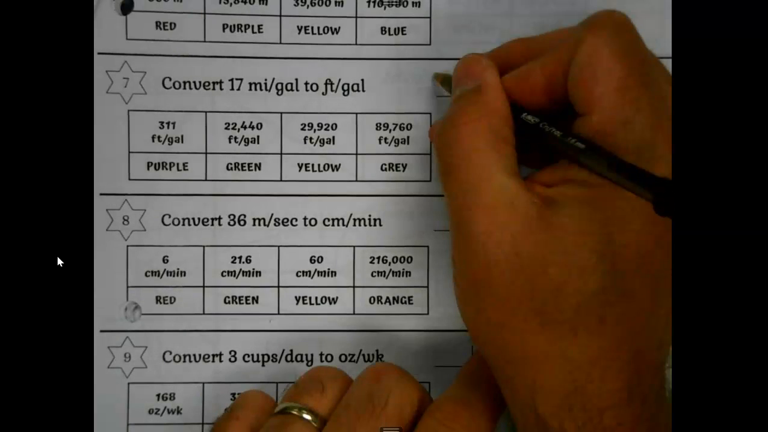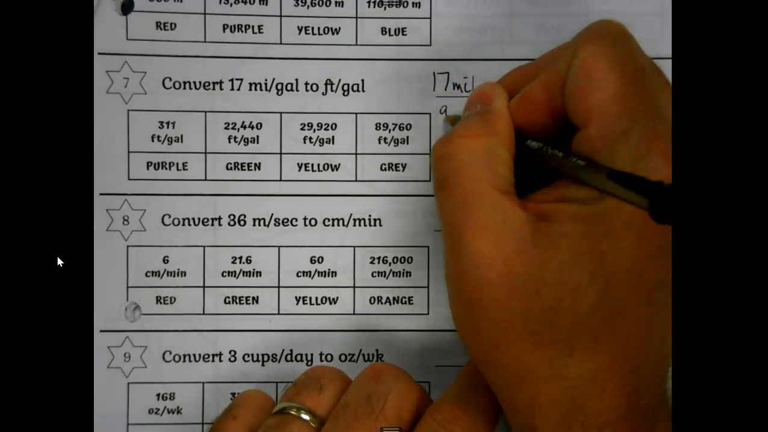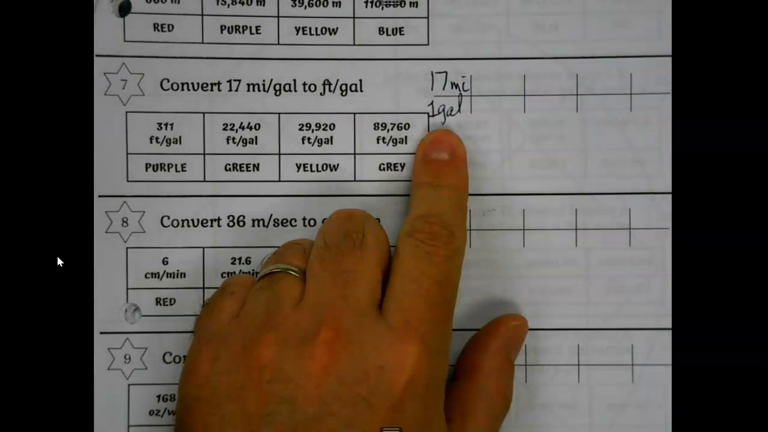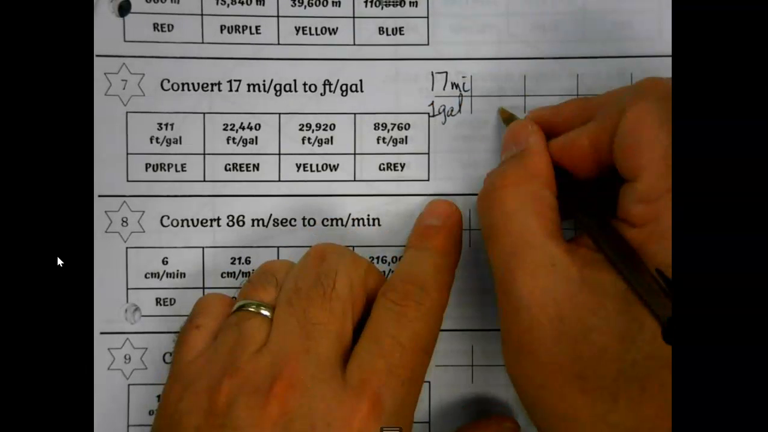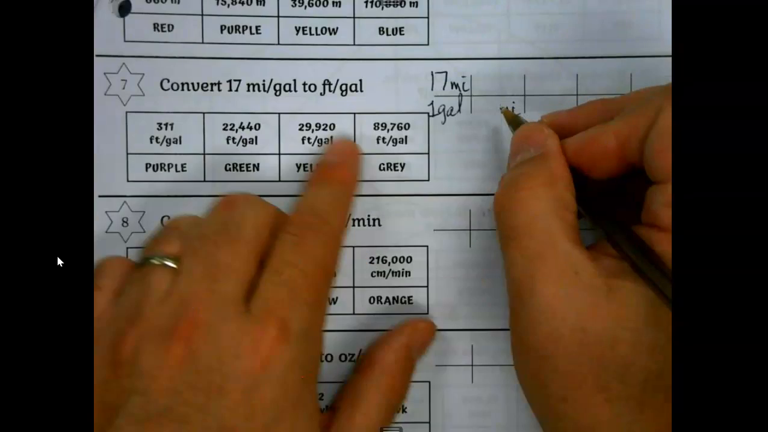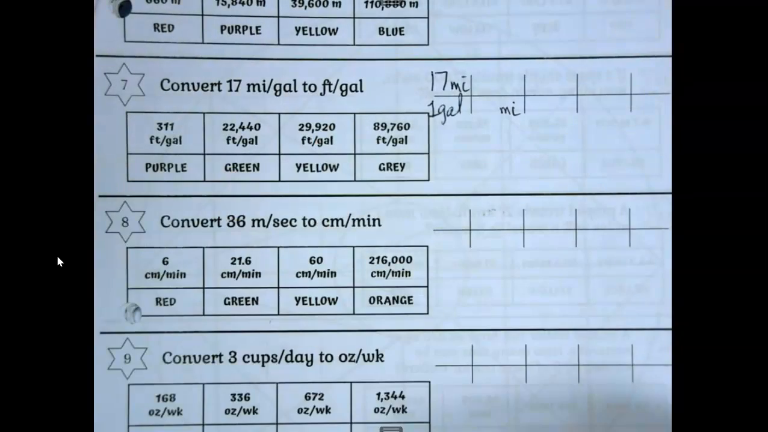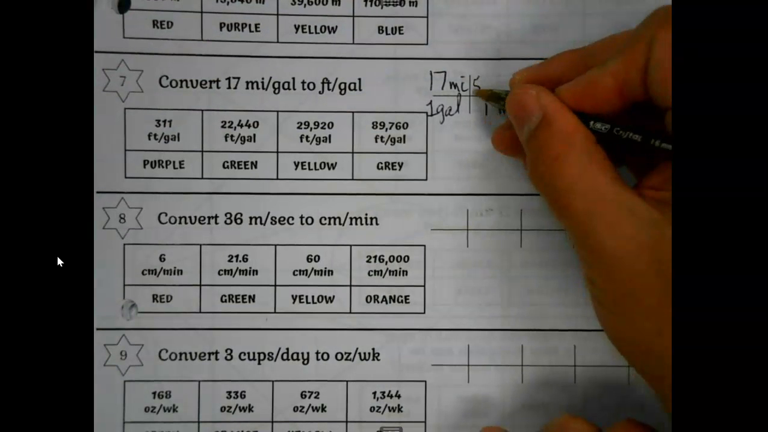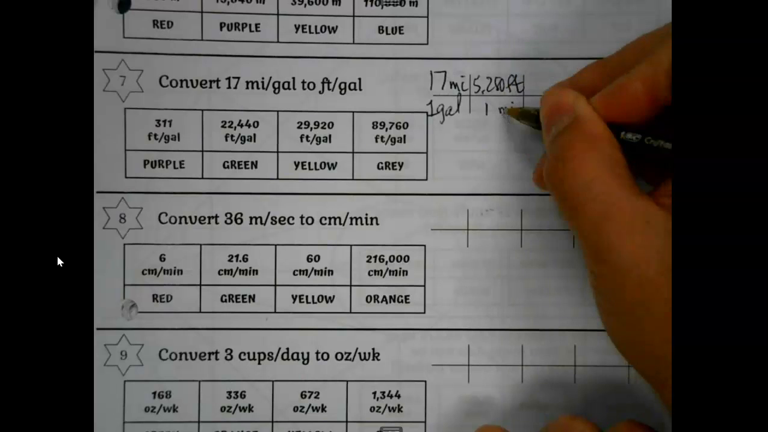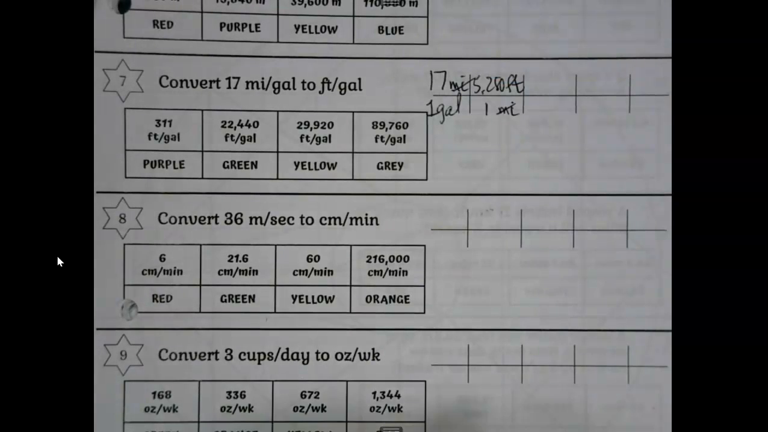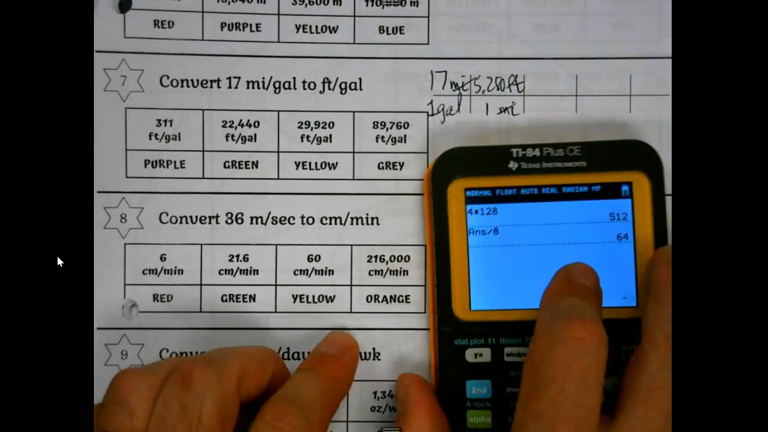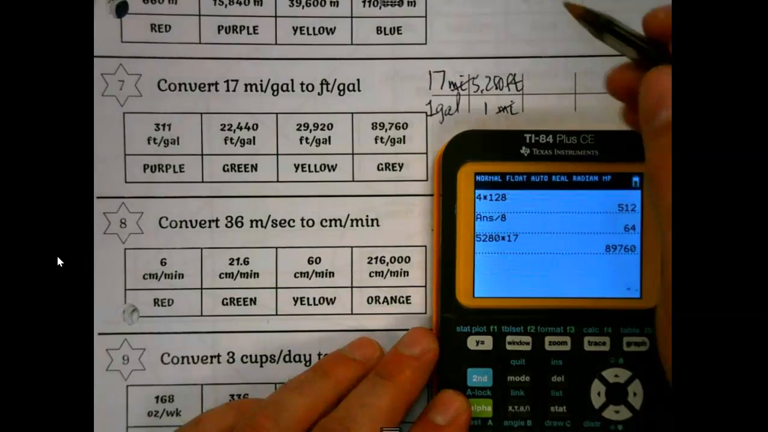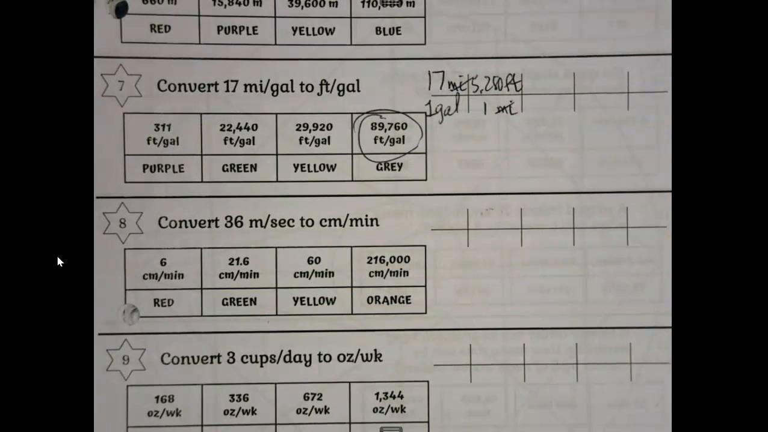Convert 17 miles per gallon into feet per gallon. Okay, we want to keep the gallons. We want to eliminate the miles. So miles, and we're trying to get to feet. So 1 mile is 5,280 feet. Goodbye, miles. Feet per gallon. Well, that wasn't bad at all. 5280 times 17. That's a lot, though. 89,760. Okay.